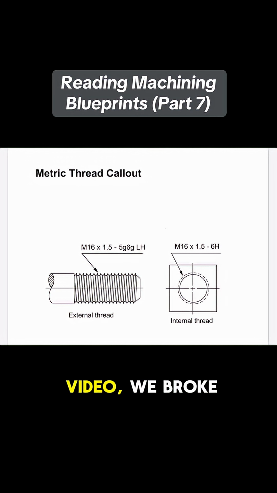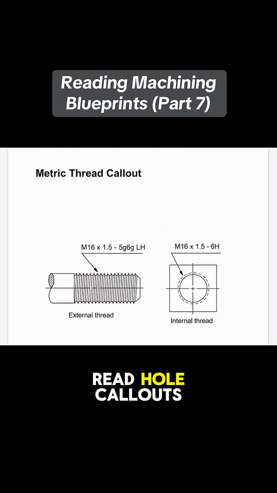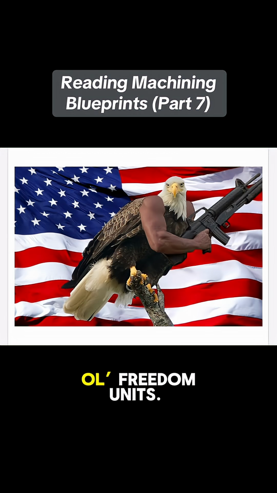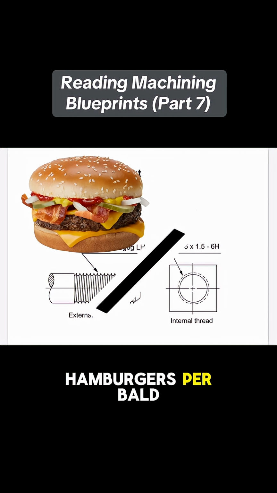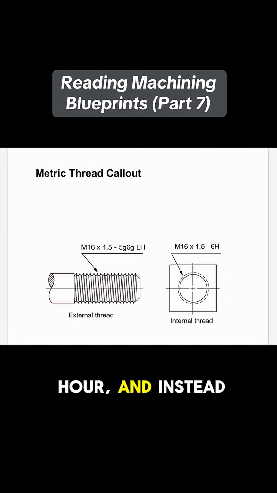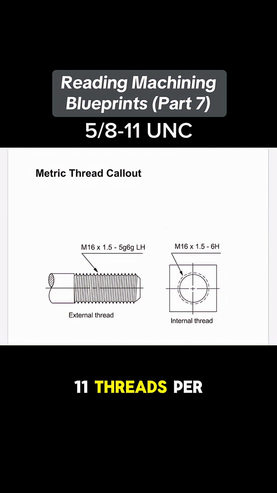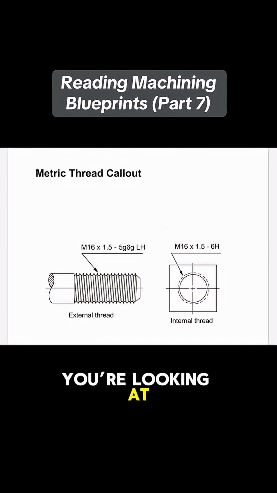In a previous video, we broke down how to read hole callouts using the imperial system. You know, good old freedom units. But what about metric? Most of the world outside the US uses the metric system, and yeah, that means engineers aren't dealing with inches or threads per inch. They're using millimeters. So instead of measuring speed in hamburgers per bald eagle, it's kilometers per hour, and instead of 5/8, 11 threads per inch, UNC, you're looking at something like this.